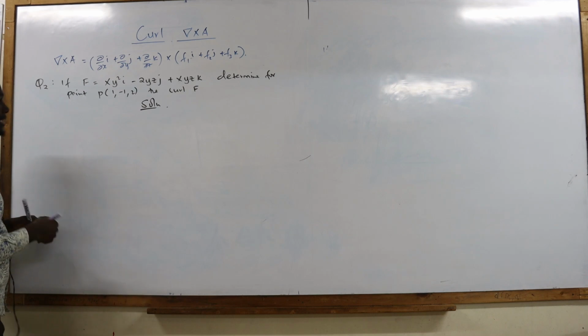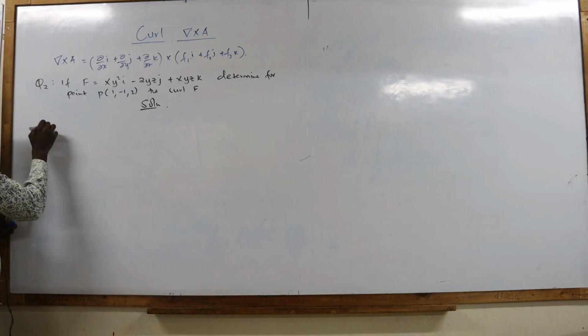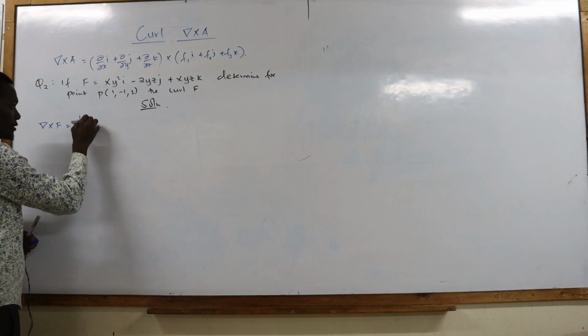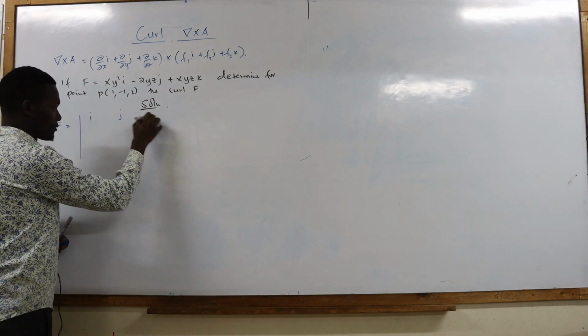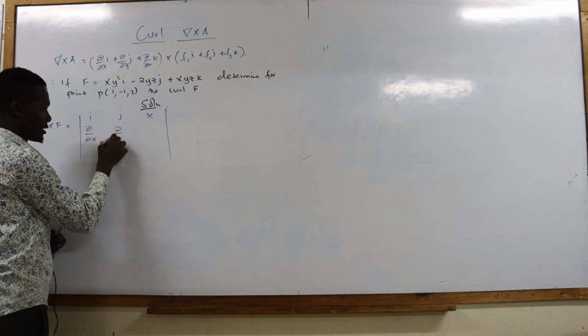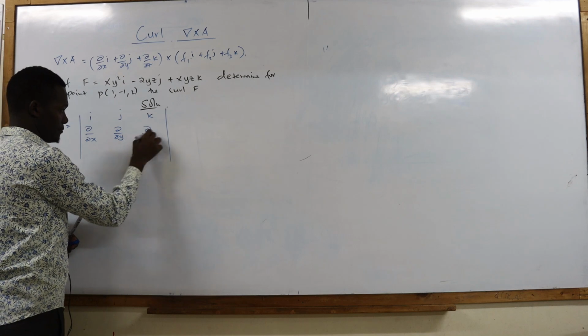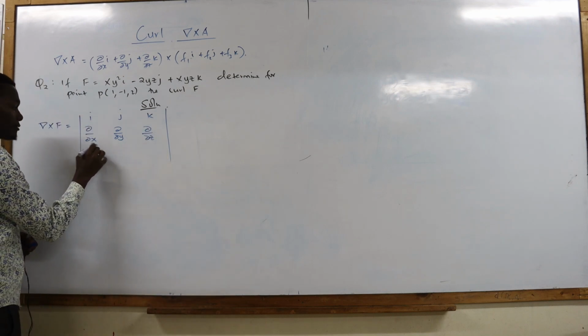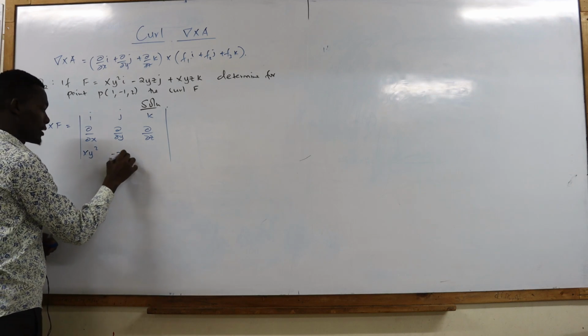So now again, it is the curl. If it is the curl, we say it is the cross product. Then we have i, then you have j, then you have k. Functions are not so big. d/dx, d/dy, d/dz. Our first function we have x squared y squared minus 2yz.